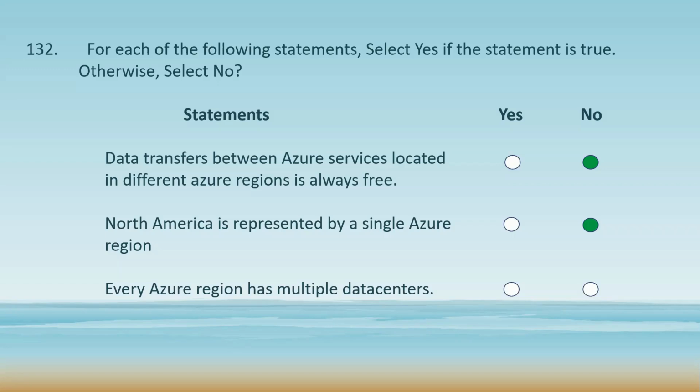Now, the third statement is every Azure region has multiple data centers. Yes, this statement is correct. Each Azure region features data centers deployed within a latency-defined perimeter. They are connected through a dedicated regional low-latency network. This design ensures that Azure services within any region offer the best possible performance and security.